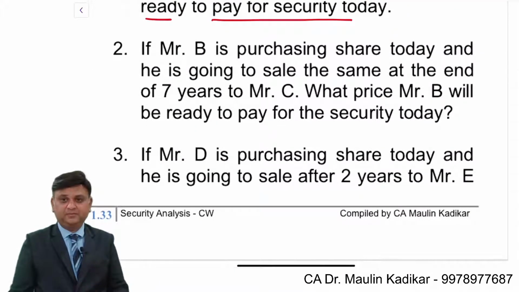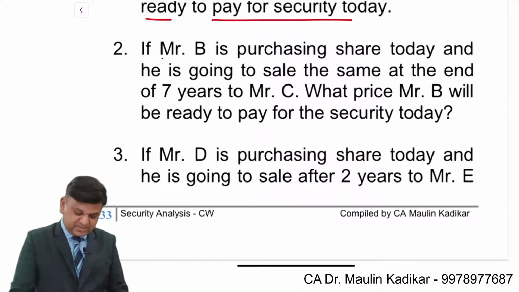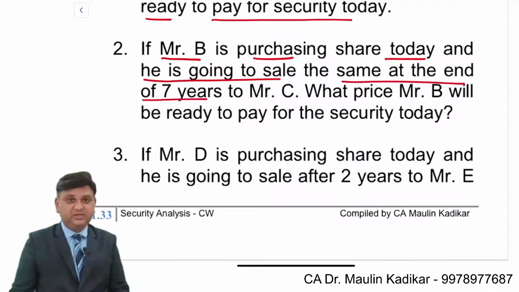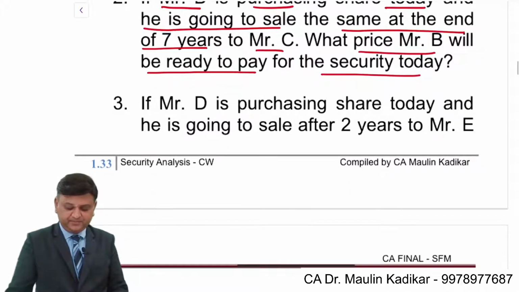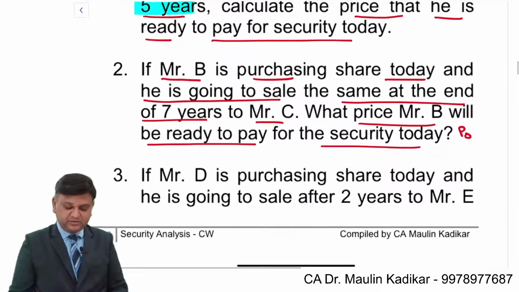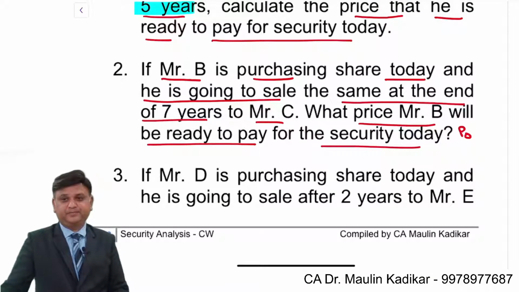Second question, Mr. B is purchasing the share today and he is going to sell the same at the end of the 7 years to Mr. C. What price Mr. B will be ready to pay for the security today? That is, we are required to make the computation of the P0, from the given information.